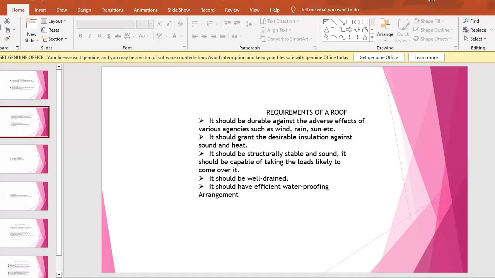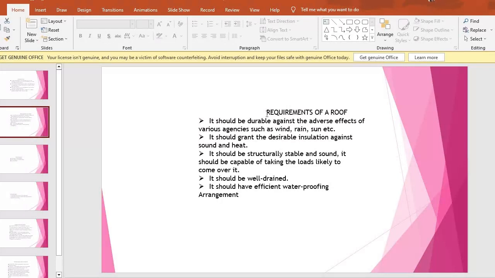You have the requirements of a roof. Number 1, it should be durable against the adverse effects of various agencies, such as wind, rain, or sun. Number 2, it should grant a desirable insulation against sound and heat. Number 3, it should be structurally stable and sound. It should be capable of taking the loads likely to come over it. Number 4, it should be well drained. And the last one is it should have efficient waterproofing arrangement.